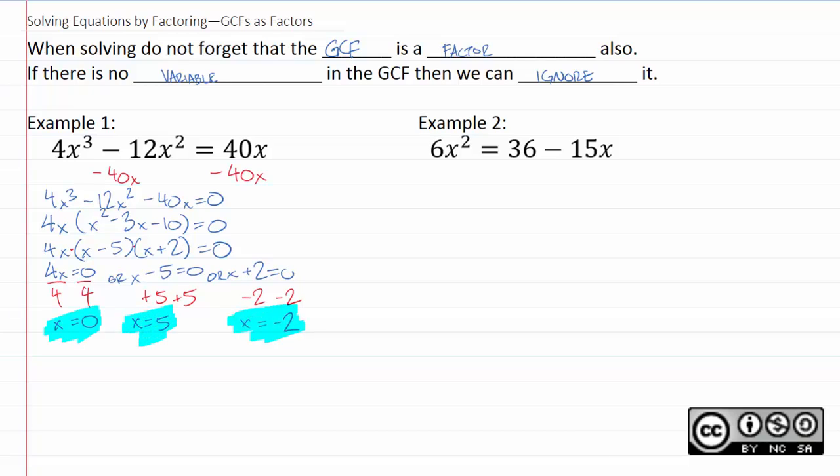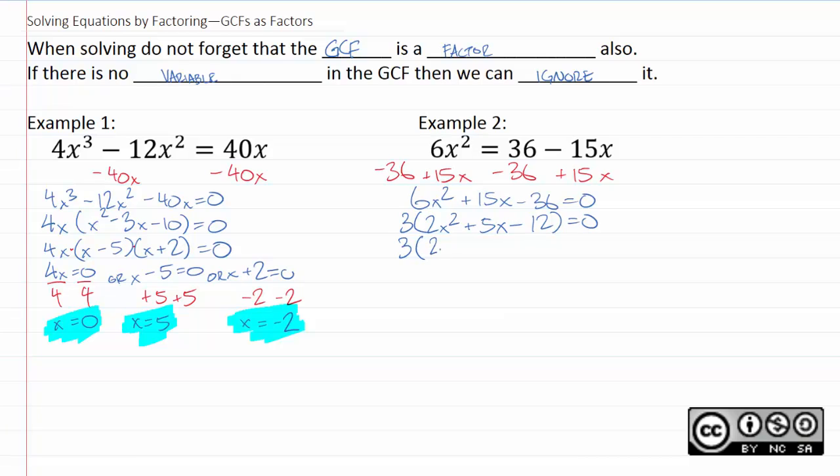Onward to example 2. For example 2, again, we're going to clear out one entire side. I'll clear out the right-hand side, because that will keep our leading term, our 6x squared, positive. 6x squared plus 15x minus 36 equals 0. Out of all of these terms, we can factor out 3, whereupon I get 2x squared plus 5x minus 12 equals 0. That factors. We've done plenty of factoring by this point, so I'll leave the factoring to you, but it factors into 3 times 2x minus 3 times x plus 4 equals 0.